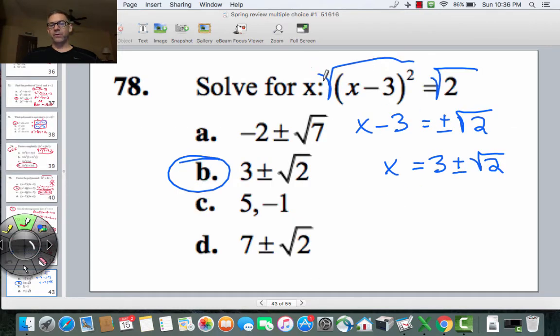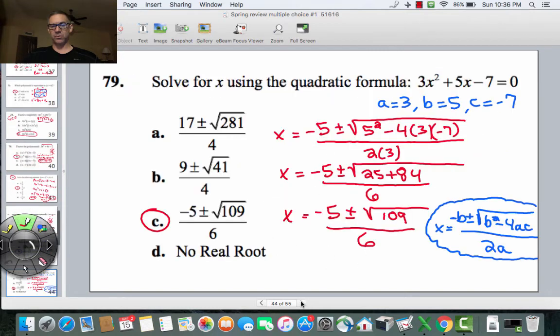This one, remember, we take the square root to get rid of the squared. So that gives us x minus 3 equals, remember the plus and minus, so plus and minus the square root of 2. And then to move that minus 3 over, you have to add it over to the right-hand side. So that's going to give us x equals 3 plus and minus radical 2.